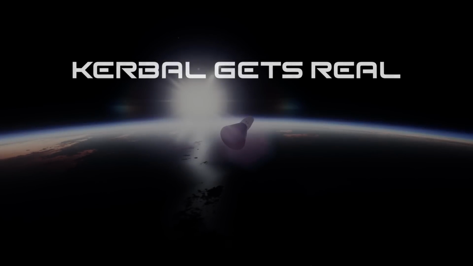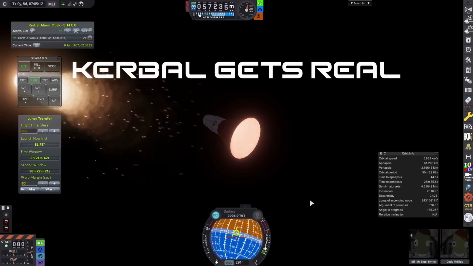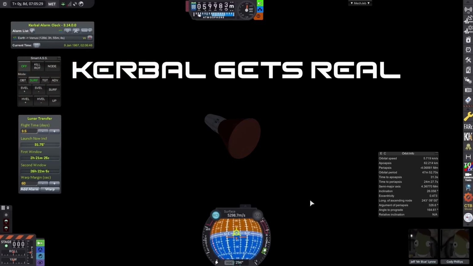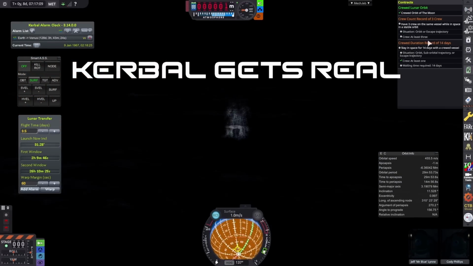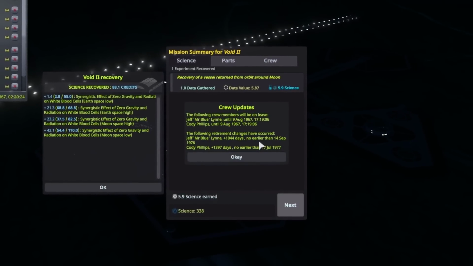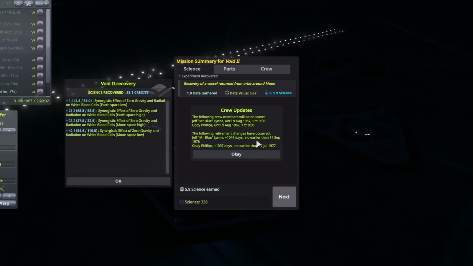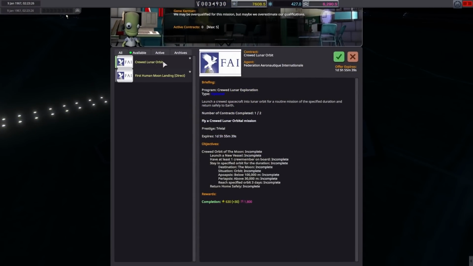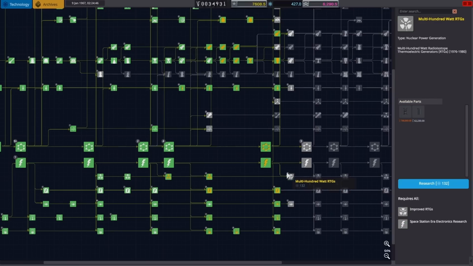But hello everyone and welcome back to Kerbal Gets Real. I was able to bring these two safely down. Over the course of this episode, we will be seeing another moon mission, because that wasn't a failure. In fact, that was brilliant. We gained a lot of science. We were able to bring those two Kerbals safely back home.